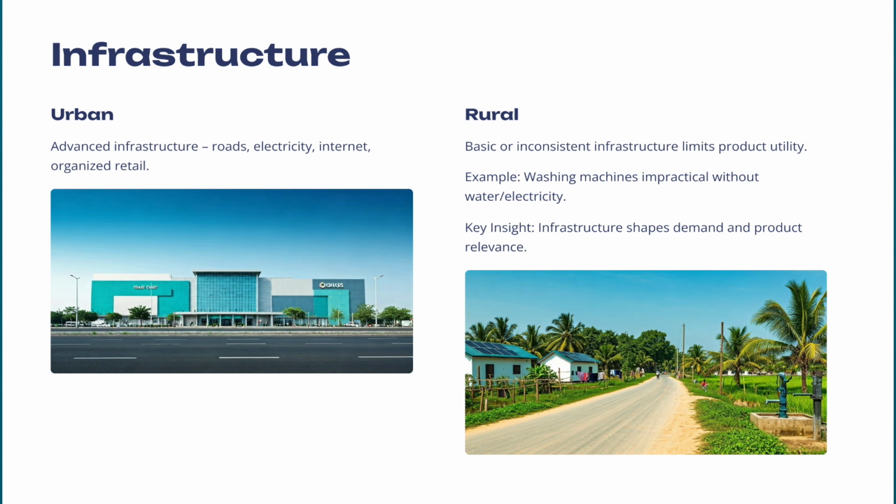Now, learners, just consider this, that even if rural consumers have the financial capacity and the desire for modern products, the absence or unreliable availability of basic infrastructure can effectively make certain products irrelevant to them. This leads to fundamentally different consumption priorities. For instance, can you imagine the practicality of a sophisticated washing machine without a consistent supply of running water and electricity? The product's quality or usefulness becomes almost zero in such a scenario.